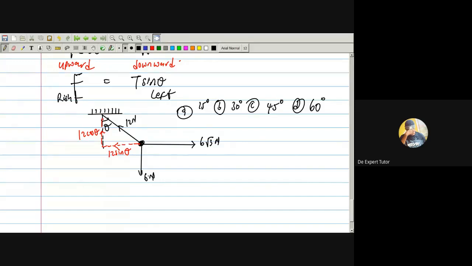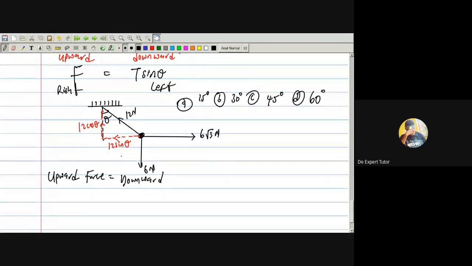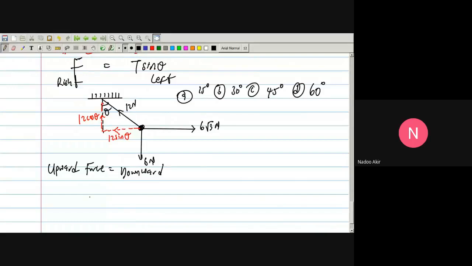I'm looking for theta. Let me say upward force equals downward force now. I'll be using that. This is possible because this object is at equilibrium. Let's go. What's my upward force here? Who can tell me what's my upward force? What do you say? 12 cos theta. 12 cos theta, thank you very much.